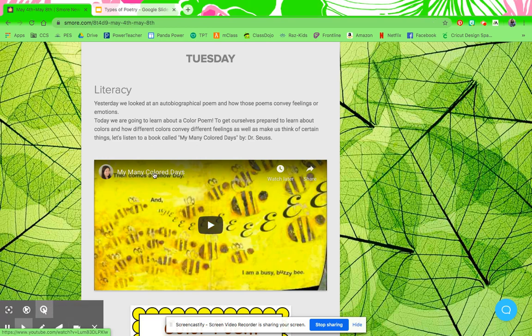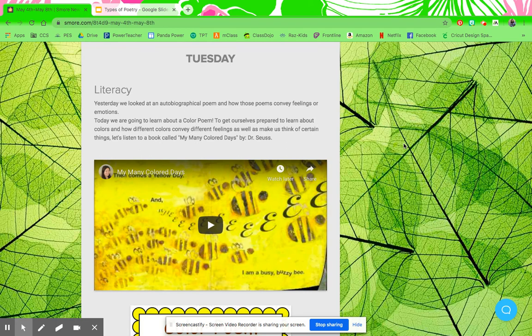Hi everyone, today is Tuesday and we are going to be learning about another type of poem. Yesterday, in literacy, we looked at an autobiographical poem and how those poems convey feelings or emotions. Today, we are going to learn about a color poem.